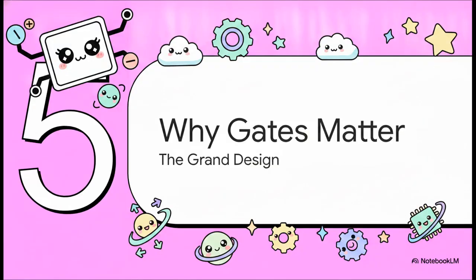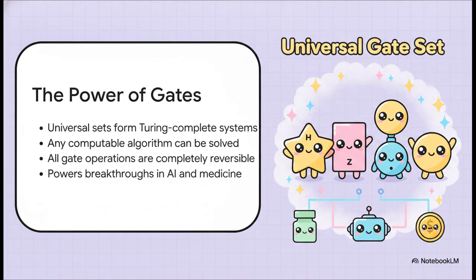Section 5. Why quantum gates matter. The grand design. So why does all this microscopic manipulation actually matter to us? Well, by combining these tiny gates into a universal gate set, we can run computations that are mathematically impossible for classical machines. Just like a classical computer only needs a few basic logic gates to run anything from a basic calculator app to a massive video game, a quantum computer only needs a small universal set of gates, like the Hadamard, phase, and CNOT gates, to approximate any quantum algorithm imaginable.